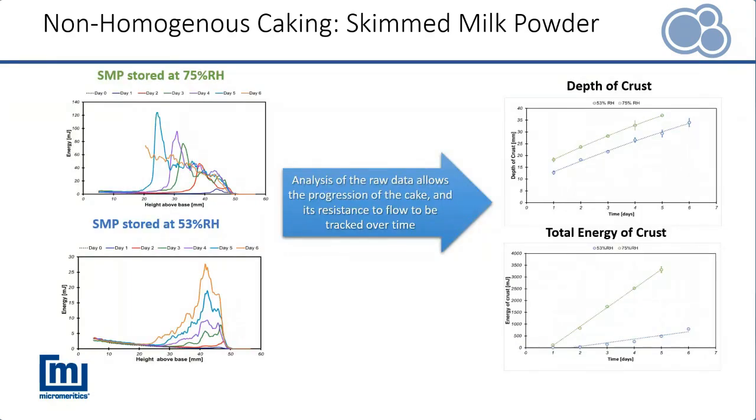Analysing that raw data in a bit more detail allows us to then evaluate what the depth of the crust is and the energy of the crust as well. So you can see that in both cases, for the 53 and 75% RH, over time the depth of the crust increases, so that the crust is going deeper and propagating deeper into the vessel. And in both cases, the energy of the crust is increasing as well over the number of days, and that increases more so for the 75% RH, which is as you might expect.